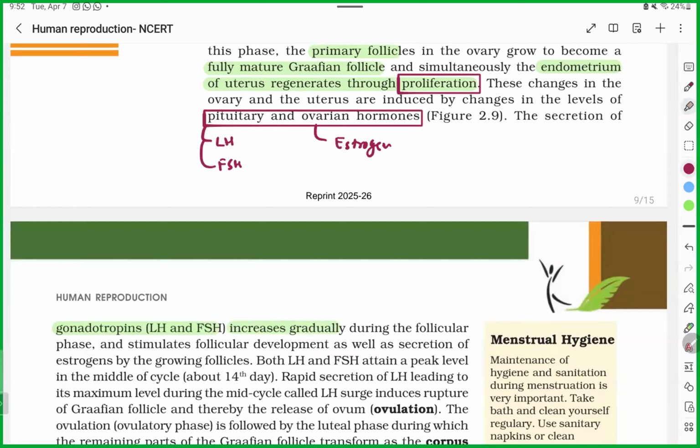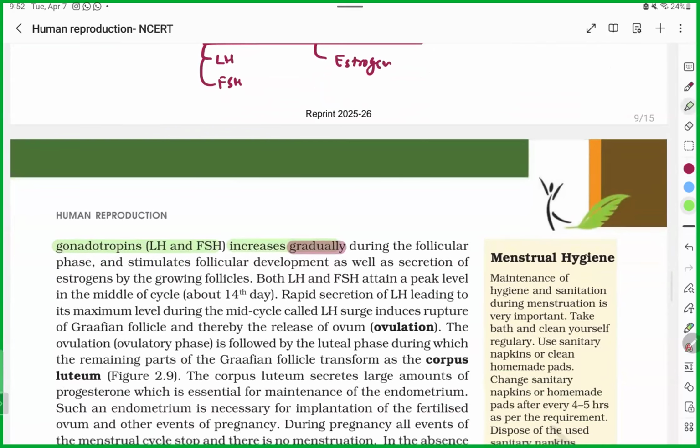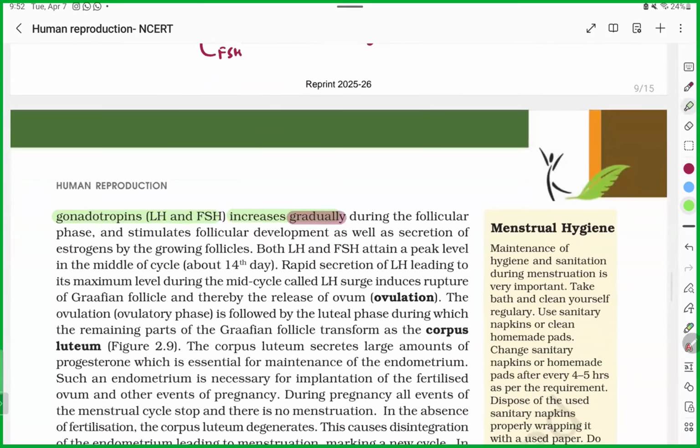This word gradually is important. They increase gradually, and in biology, these kinds of words are more important. Gradually, quickly, correct? Usually, exclusively, these kinds of English words are more important. During the follicular phase, there will be follicular development from primary follicle to the mature follicle, and secretion of estrogen by the follicle. It means the ovary has follicles and the follicle produces estrogen.